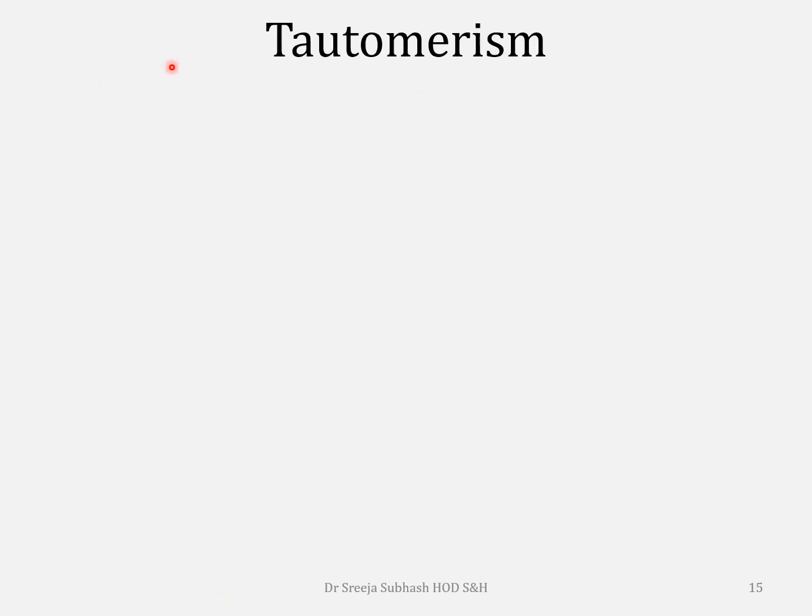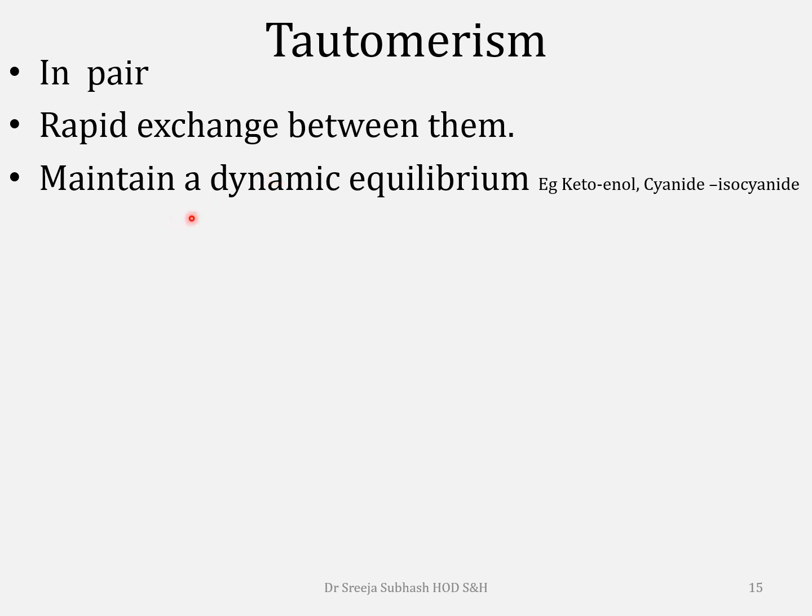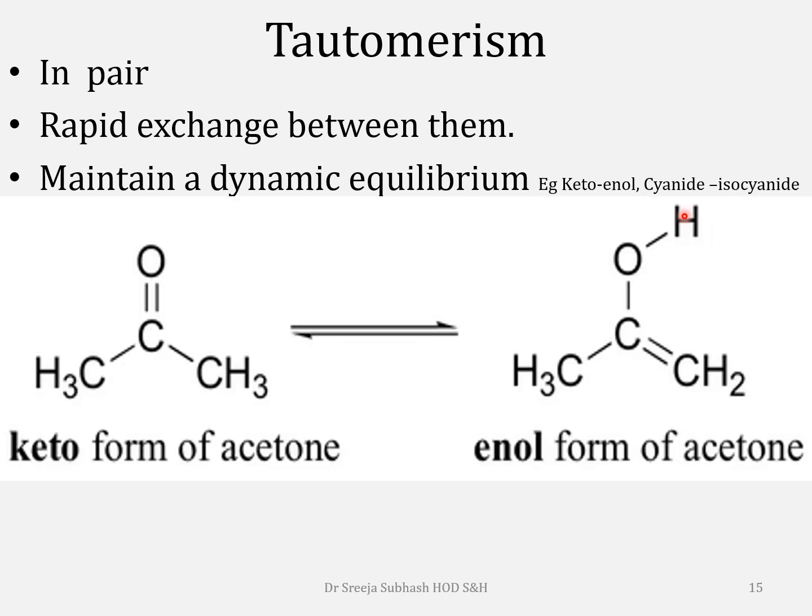Well, still another type of isomerism is tautomerism. Here, usually the isomers exist in pairs, and there is rapid exchange happening between the two isomers, and a dynamic equilibrium is established and maintained between the two. Usual combinations are keto-enol isomerism and cyanide-isocyanide combination. Let us have a look at the keto-enol combination.